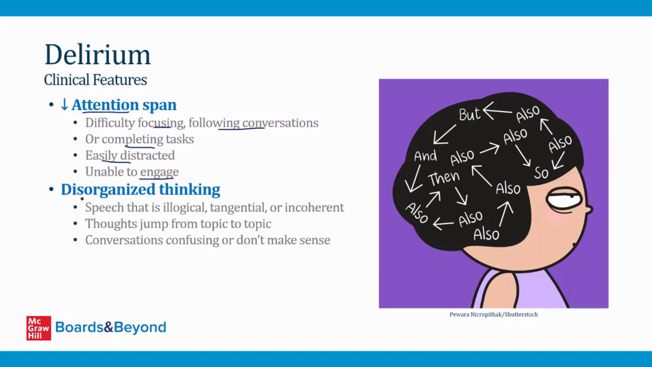And then delirious patients also classically display disorganized thinking. This means speech that's illogical or tangential or incoherent. If you ever try to talk to a patient who is delirious and you're trying to get their medical history, it can be very difficult because they jump from one topic to another. A lot of the things they say are confusing or simply don't make sense at all.